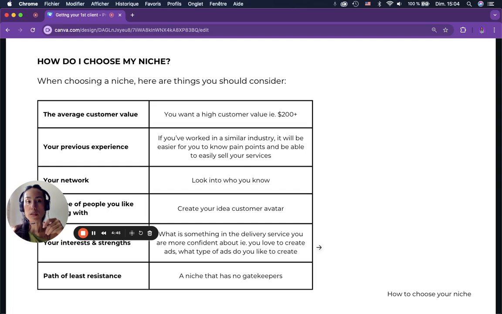So if you want to do cold calling as your outbound marketing, then maybe you don't want to go for dentists because usually you have to talk to a receptionist, right? So real estate would probably be a lot easier, right? Because you call them and they answer the phone and they're the decision makers.